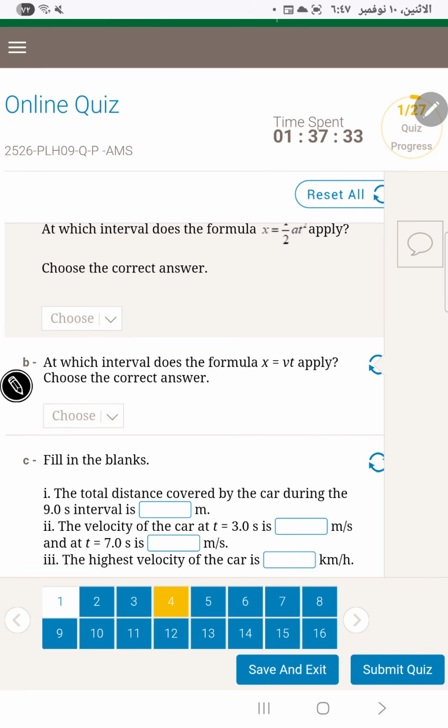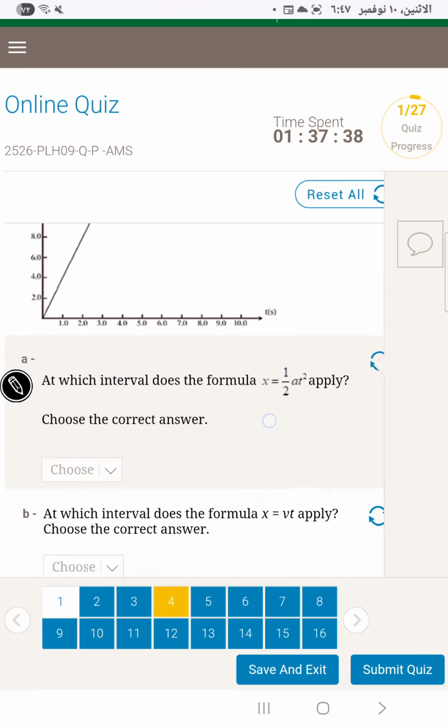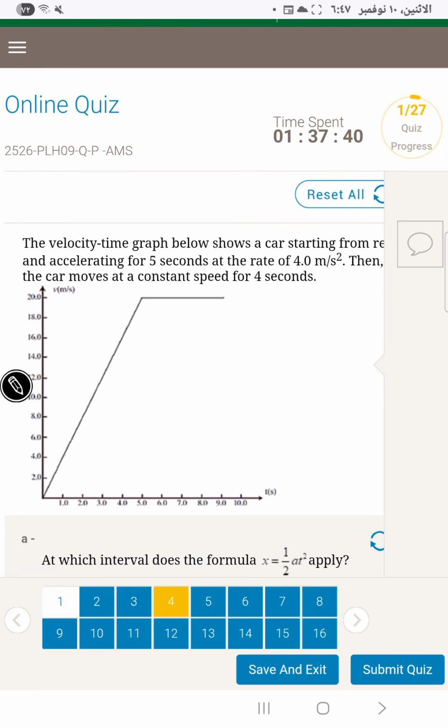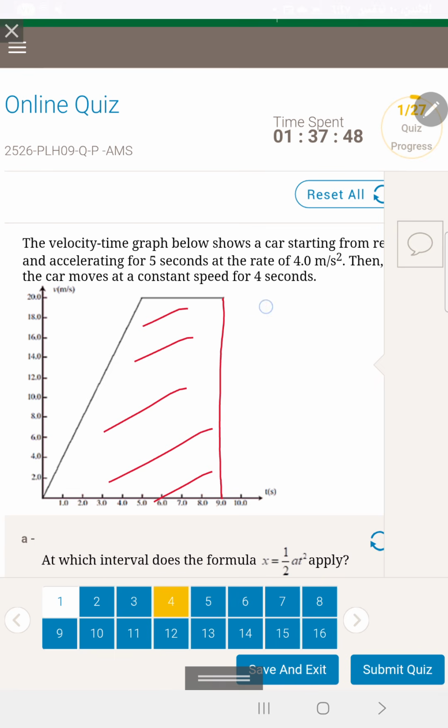Next question. Total distance covered by the car during the 9-second interval. Total distance means area under the graph. So 9 seconds means you have to draw this line like this, and then you have to find this area. So area equals base 1 plus base 2 over 2 times height.